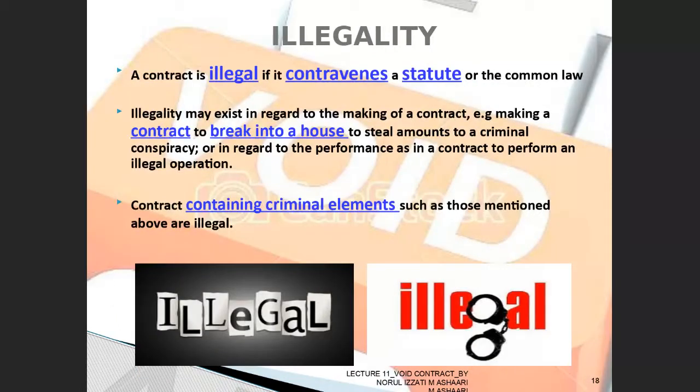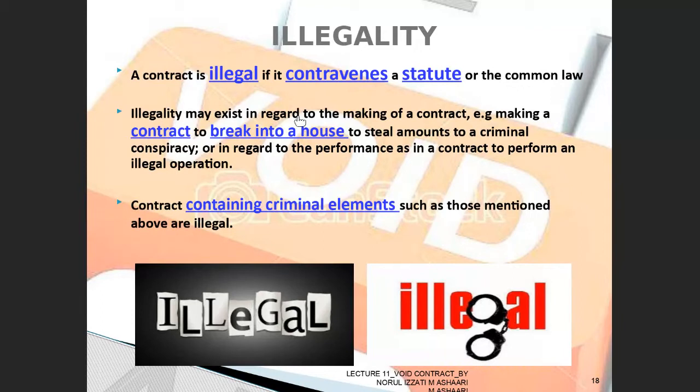Now let's go to the issue of illegality. Sometimes you can see that some references show that illegality and void agreement are different, but sometimes they refer to the same thing, because illegal will eventually make the contract void. A contract is illegal if it contravenes a statute, meaning it is not consistent with the statute, or in Malaysia we also refer to English common law.